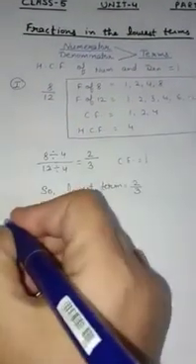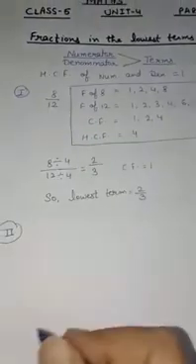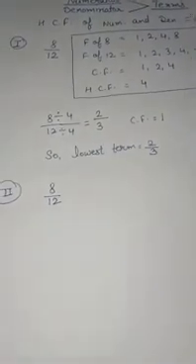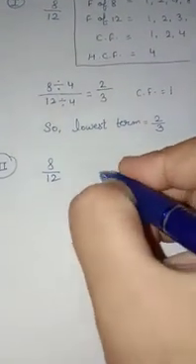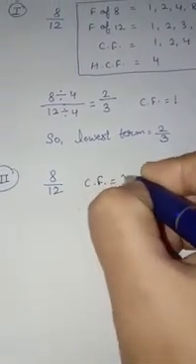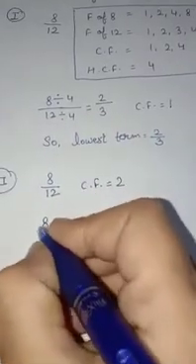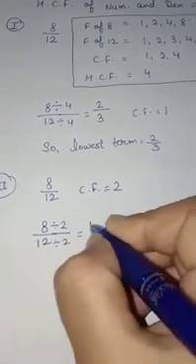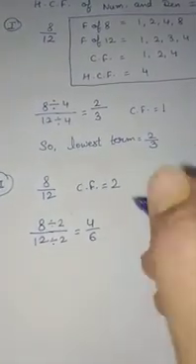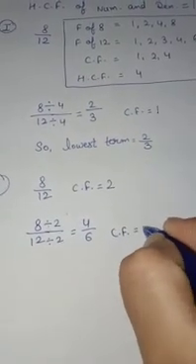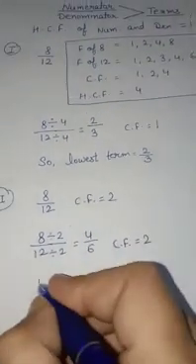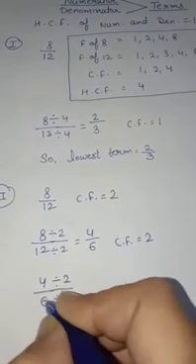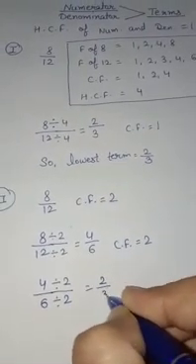Okay, let's do the same example with another method. The fraction 8 by 12. Just think of any common factor of the numerator and denominator. It is 2. So now divide 8 and 12 both by 2. We will get 4 by 6. Think about another common factor of 4 and 6, which is 2. At the next step, 4 divided by 2 and 6 divided by 2 gives 2 by 3.